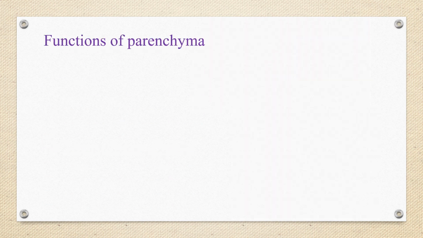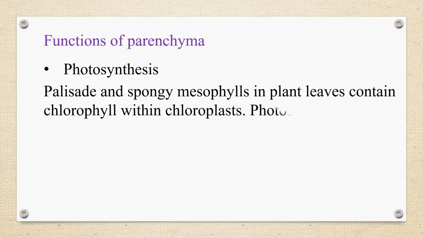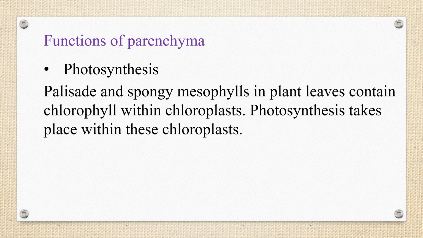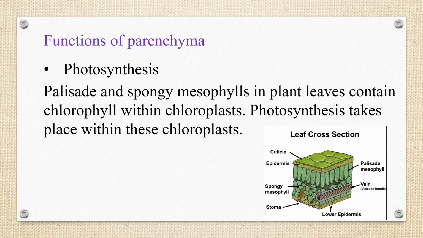Let's move to learn the functions of the parenchyma. The main function of the parenchyma tissue is photosynthesis. Palisade and spongy mesophylls in plant leaves contain chlorophylls within chloroplast. Photosynthesis takes place within these chloroplasts. You can see a cross section of a leaf here. There are spongy mesophylls and palisade mesophylls. There are chloroplasts and inside the chloroplasts there are chlorophyll pigments. So the photosynthesis is happening inside those plant cells.